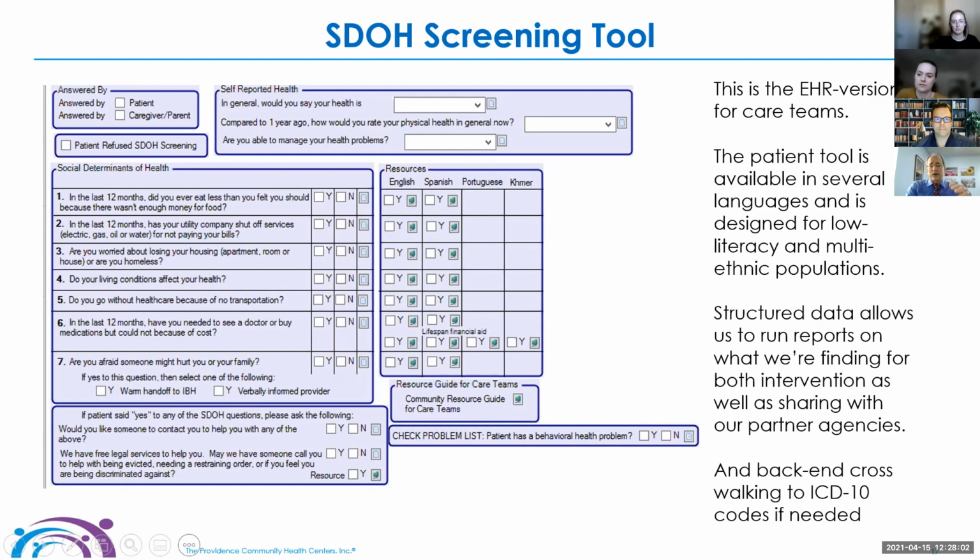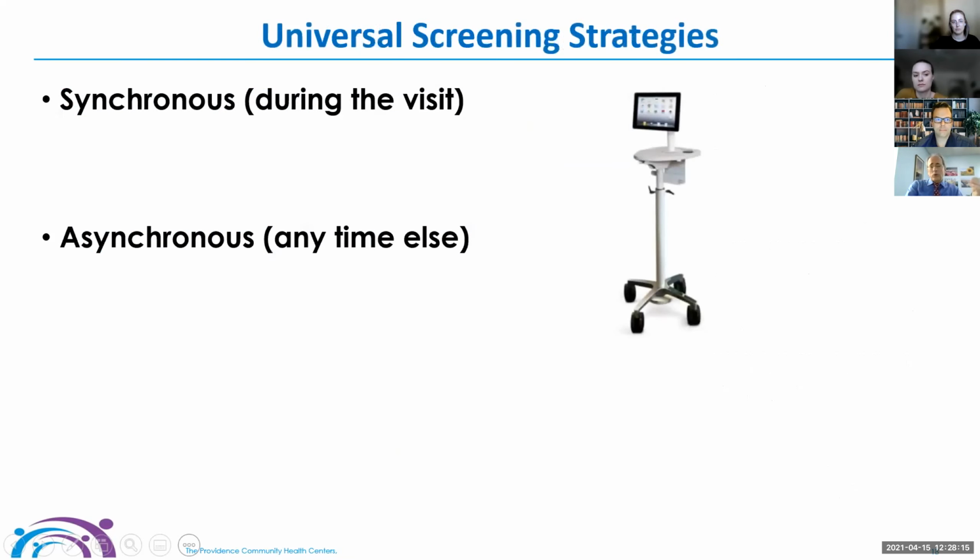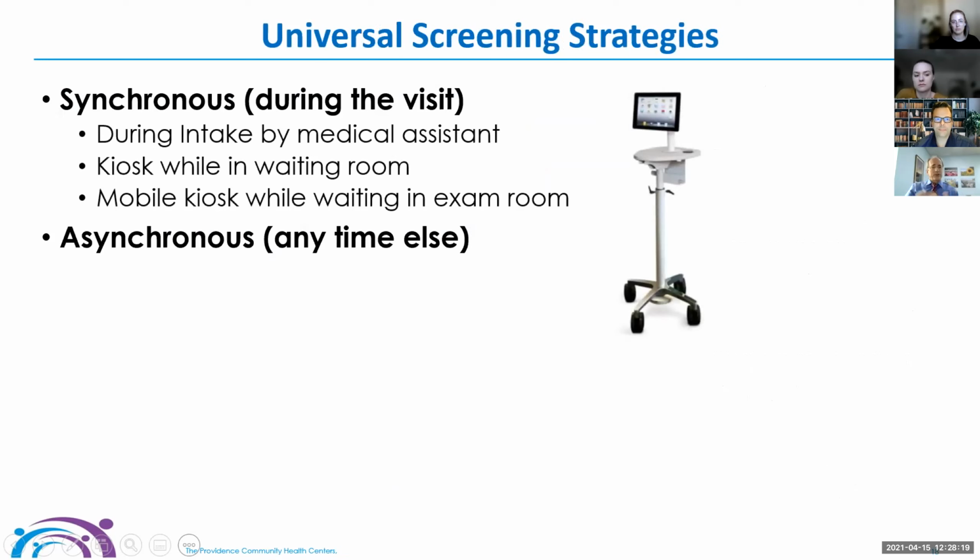So I didn't want the docs and the NPs and people on the front end trying to look up the Z code. Basically, if it shows up here in the screen as housing insecurity, someone can bring it into a Z code if needed later. So of course, our strategies, not surprisingly, synchronous during the visit. We might do it on a clipboard in the waiting room, might do it on an iPad in a kiosk while they're waiting or in the room.